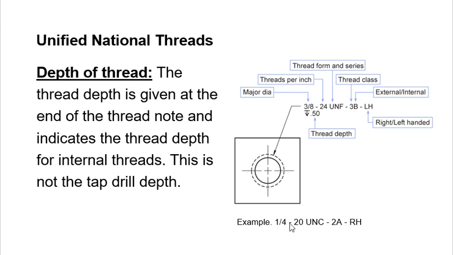Another example: we also write it just like that without the diagram. The same thing, of course: your diameter, your threads per inch. This is your thread form and series. Here is your 1, 2, 3 thread class. Here is your A and B, external or internal. And then here is your left and right. Pretty easy.